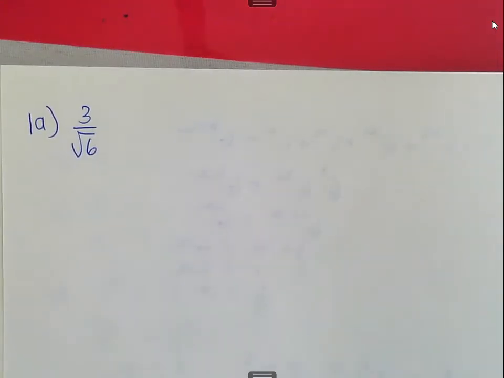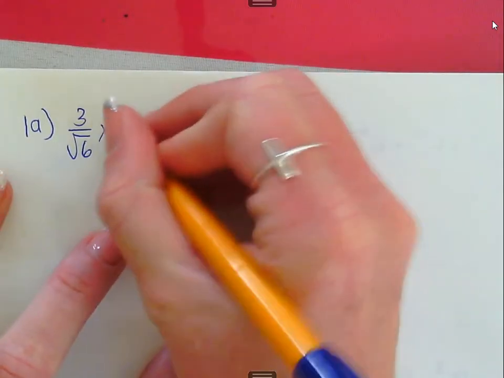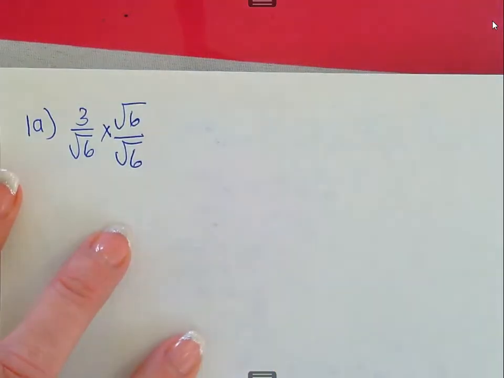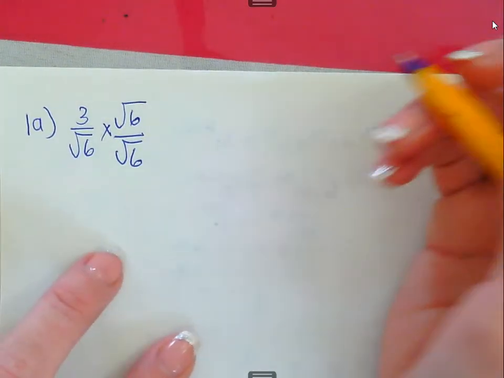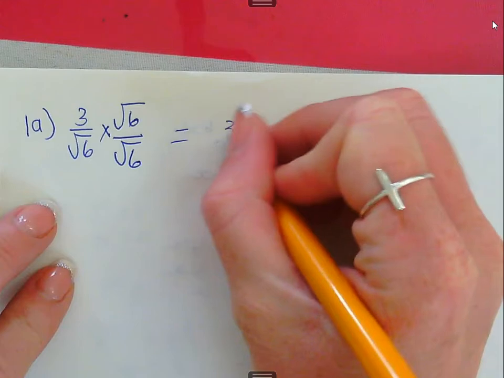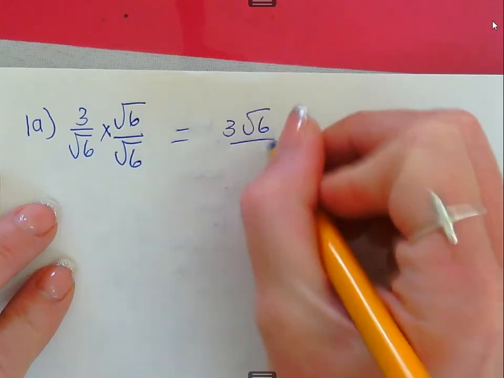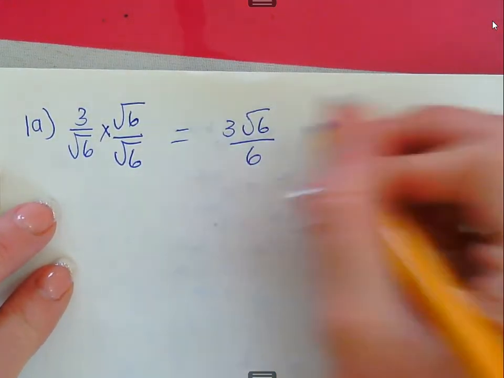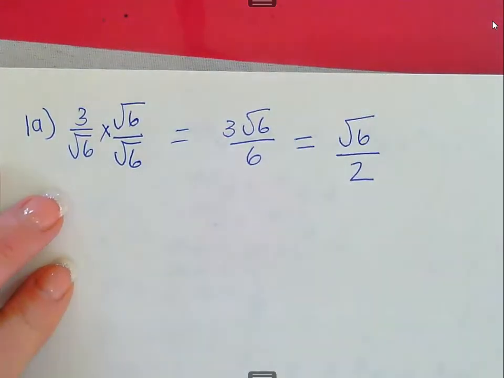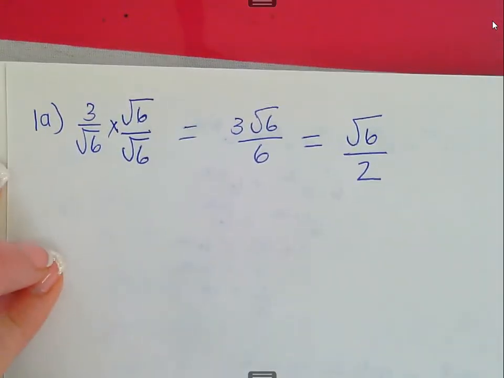What did we have to multiply with to rationalize this denominator? Root 6. At the top and at the bottom, because I'm only multiplying with 1 now, and therefore I'm not changing the equation, I'm just manipulating it. And then at the top I have 3 root 6, and at the bottom I have 6. Am I right? And then my answer is going to be root 6 over 2. Who got it right? Good.